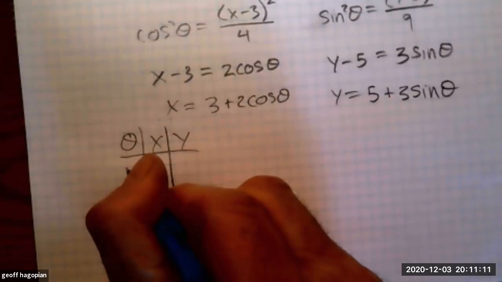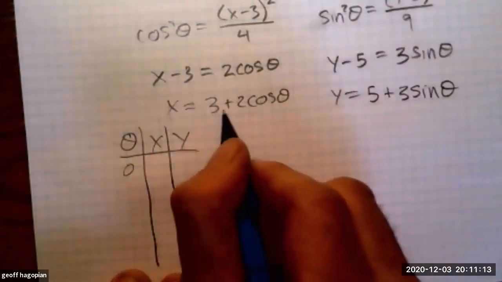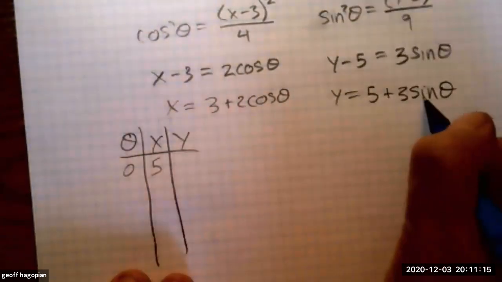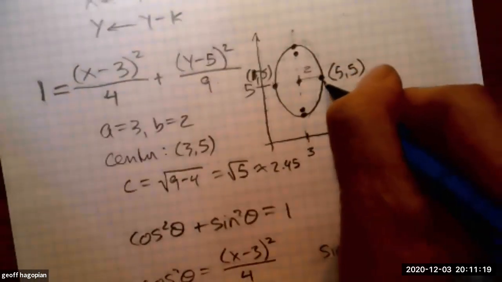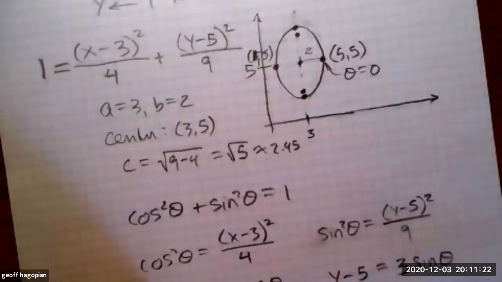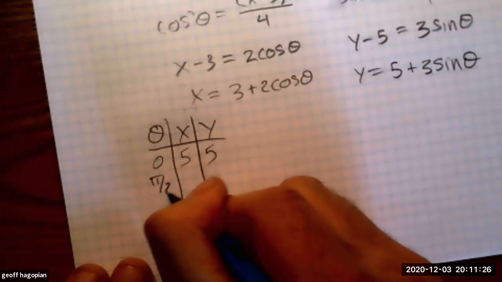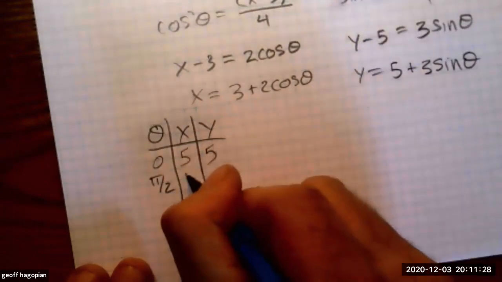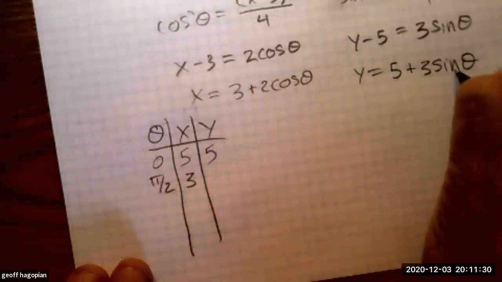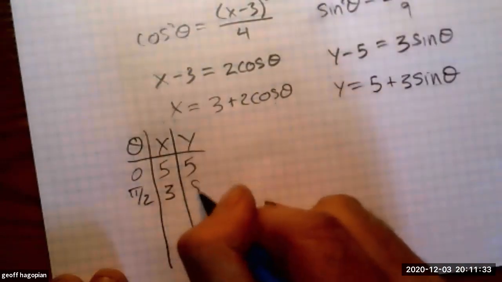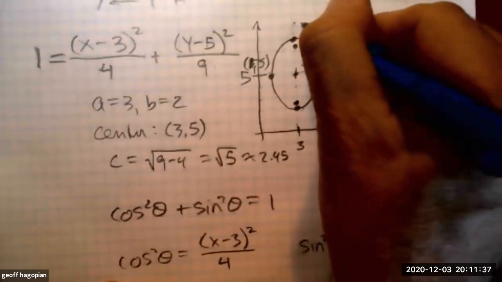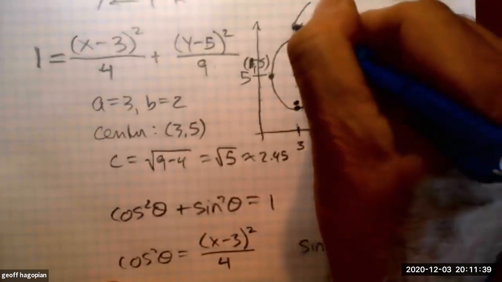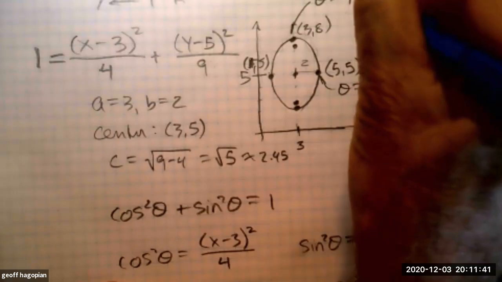And this theta is at 0. Where are we? This is 5, and this is 5. So we're starting out here. This corresponds to theta equals 0. Right? And then as theta goes to pi over 2, cosine is 0, so this is 3. Sine is 1, so this is 8. We're at 3, 8. That's this point up here, right? And theta here is pi over 2.